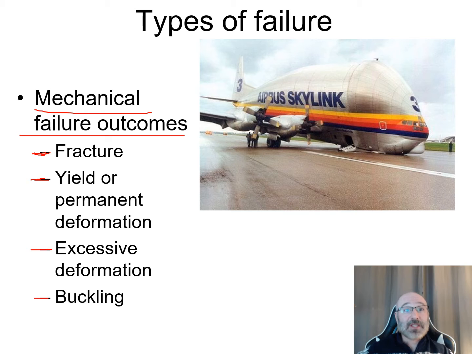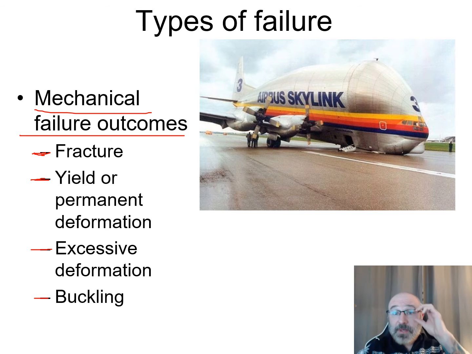Another one could be excessive deformation. Maybe if it deforms past a certain point, perhaps a certain percentage, that's going to be considered a mechanical failure. And then buckling is another one, and that's a pretty straightforward one. If you see buckling going on, you can even observe that occurring in most cases, and that would be another example of a mechanical failure outcome.